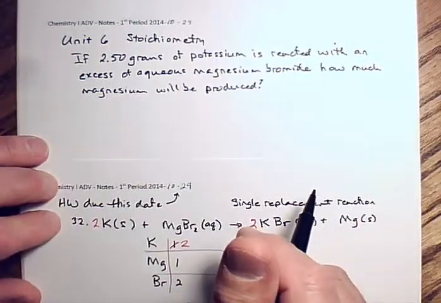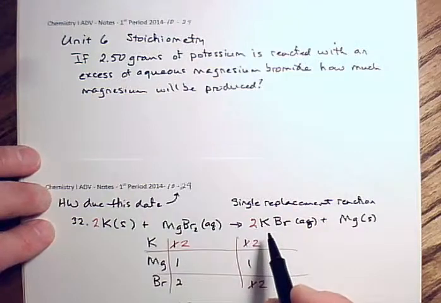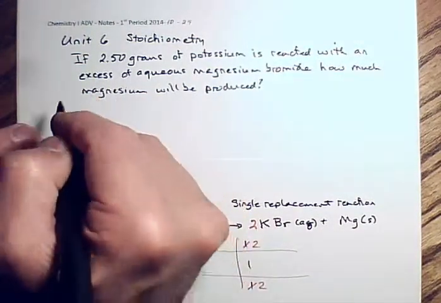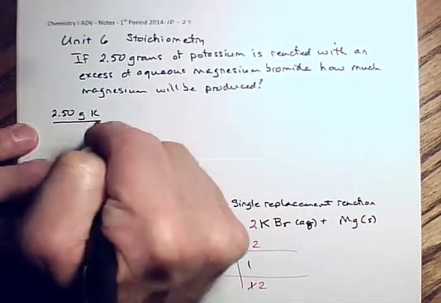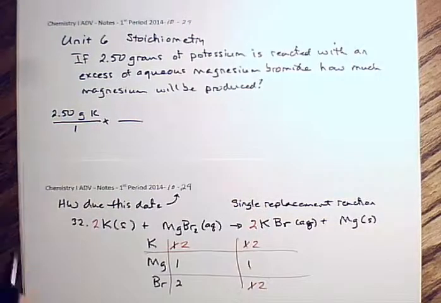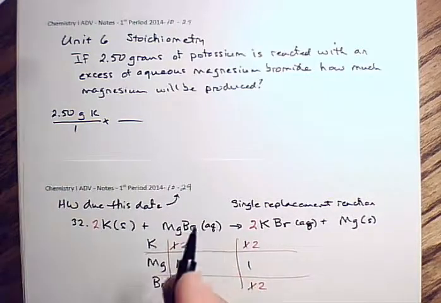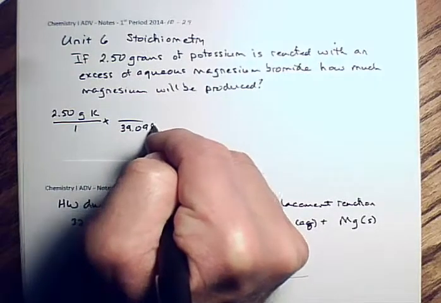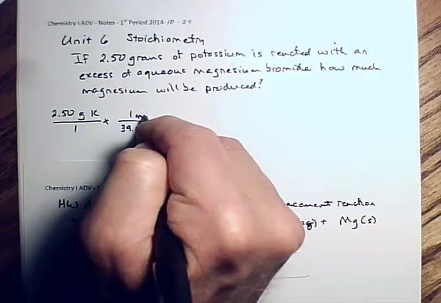Now, there's a lot more to it than this, but basically without this balanced equation, you can't solve this problem. So I'm going to set it up for you. We're not going to solve it. We've only got time to show you how it's going to be set up. So 2.50 grams of potassium goes here. I need a molar mass. Please pay attention. A molar mass for potassium. Potassium's molar mass is 39.0983 grams of potassium for every mole of potassium.